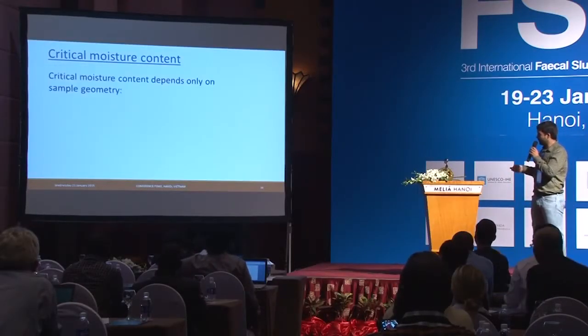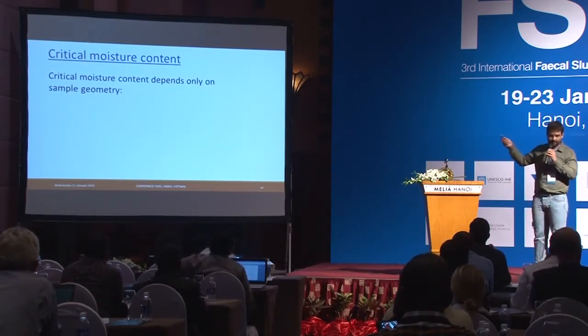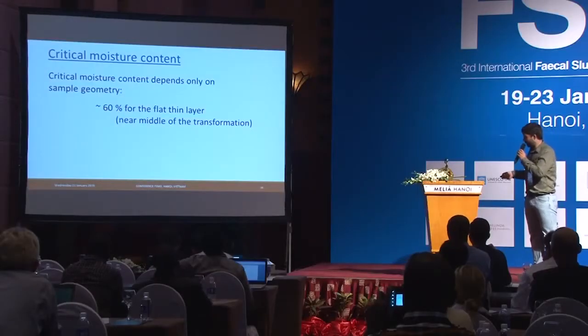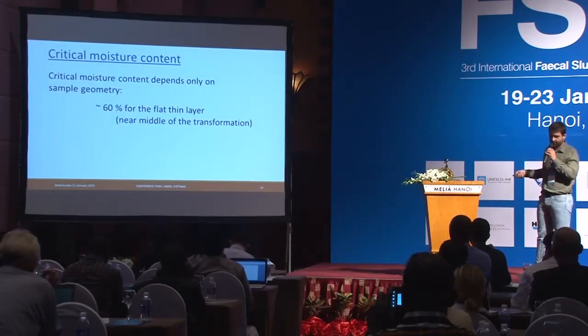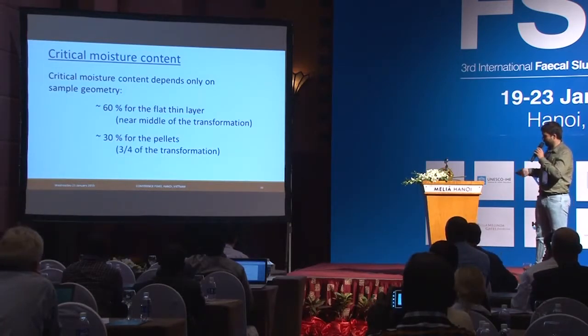Well, the critical moisture content, I'm going to be very fast in this part, was measured from the drying curves, and we could see that there was no effect of temperature, moisture content, and air velocity, and it only depends on the sample geometry. The critical moisture content was 60% for the flat thin layer, which is near the middle of the transformation, and 30% for the pellet. That means that the constant rate period occurs at 3/4 of the transformation.